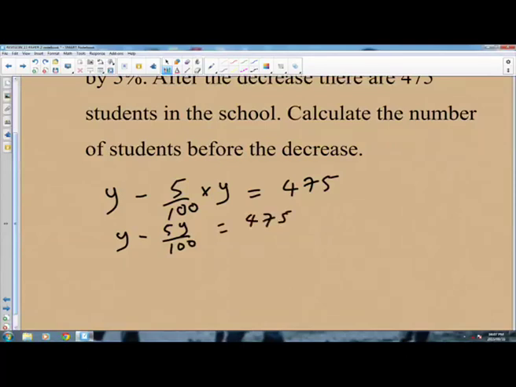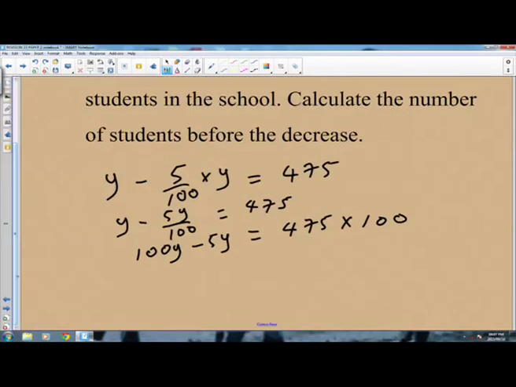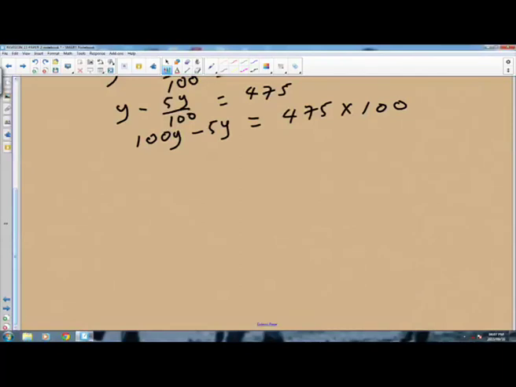And then we can now multiply everything here by 100. When we multiply y here by 100, it becomes 100y minus 5y equals 475 times 100. And then 100y minus 5y is 95y. 95y equals 475 times 100, so it's 47500. And then we can divide by 95. Divide here by 95 as well.